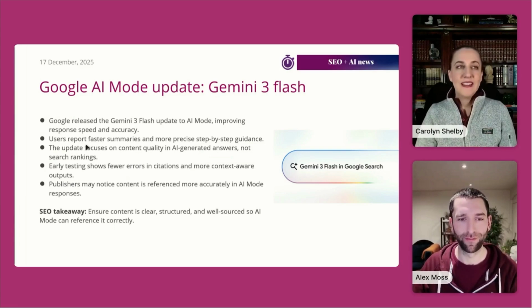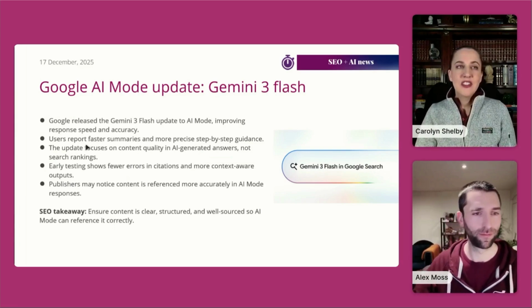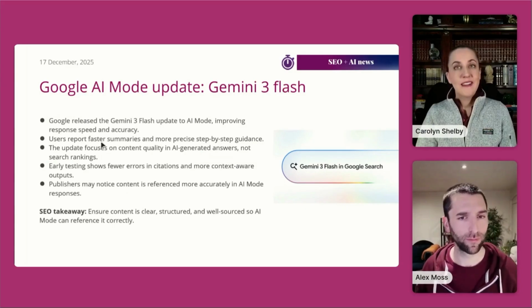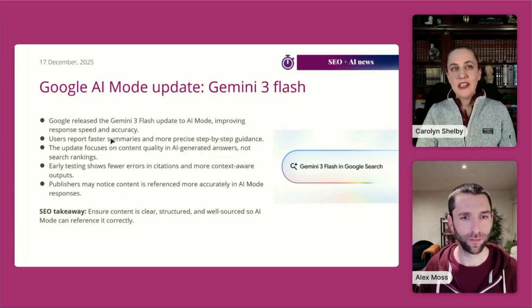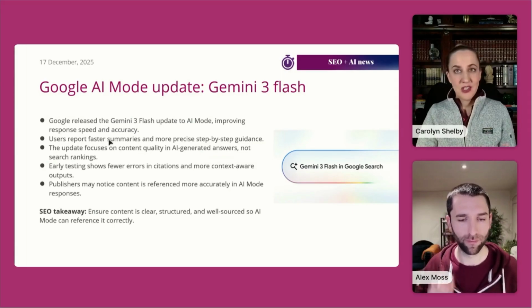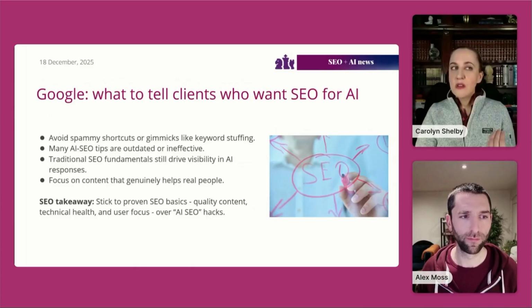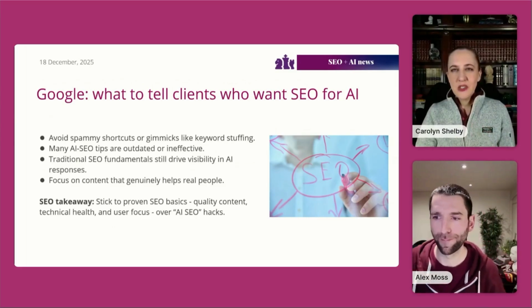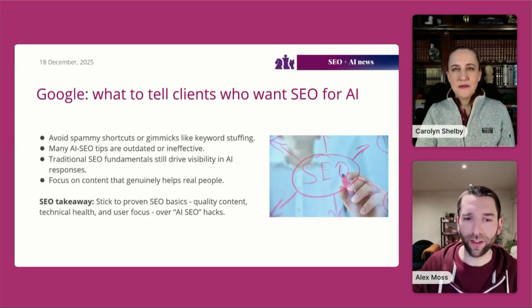So the takeaway there is just what we've been saying. Make sure your content is clear, structured, well sourced, so that AI Mode can reference it correctly. I mean, pretty straightforward there. Google then, the day after that, basically issued some guidance on what you should be telling your clients. Alex, have you read this? I did, but I don't know.